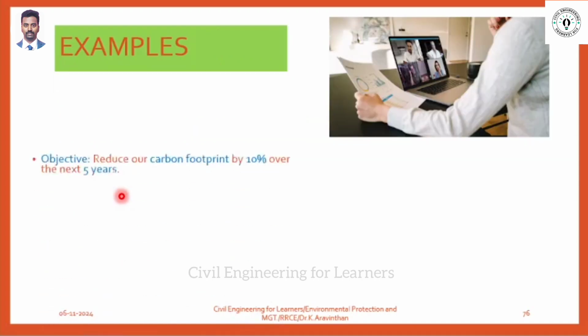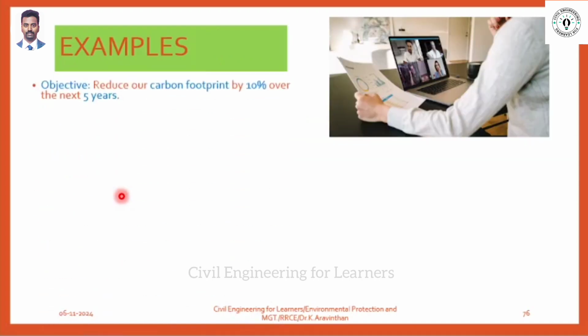Now, examples. I will give 3 or 4 examples for setting an objective. This is the first objective: to reduce carbon footprint by 10% over the next 5 years. This is one of the objectives the organization is setting. For that, the target they can provide is that all the employees work from home. So what do you mean by that? A telecommuting policy. After COVID, some companies are still operating in work from home mode.